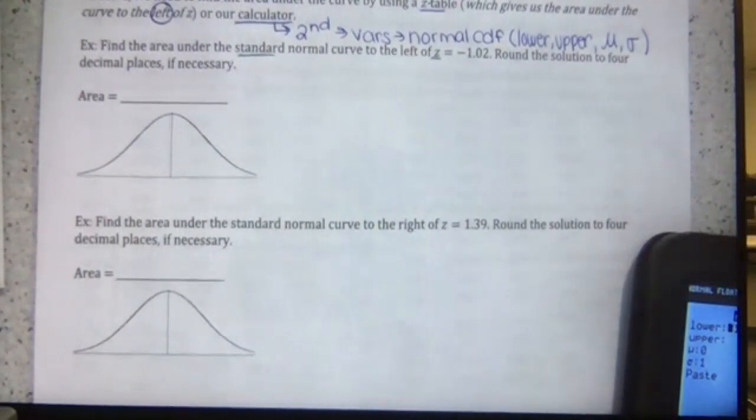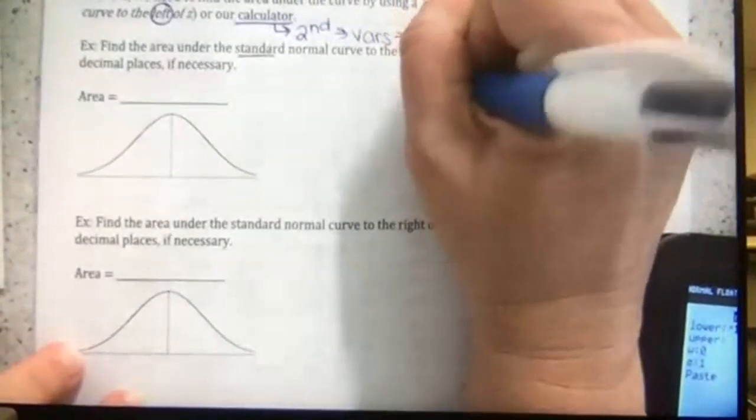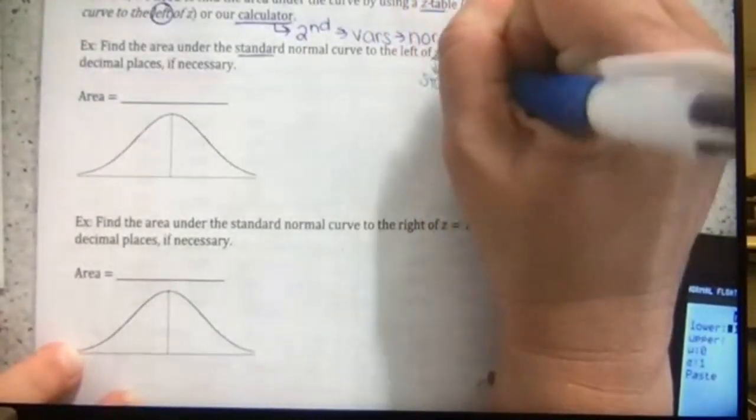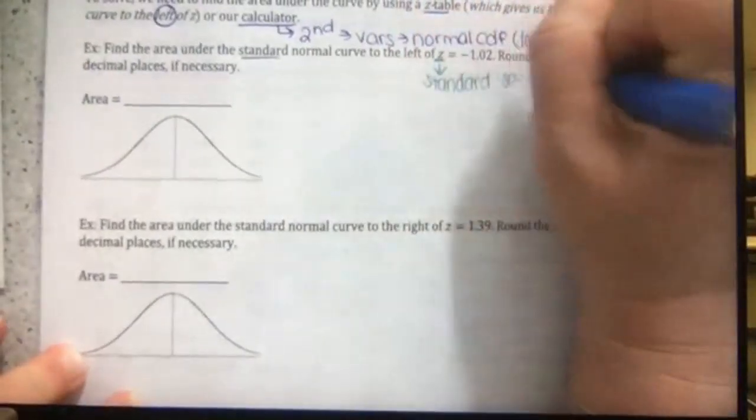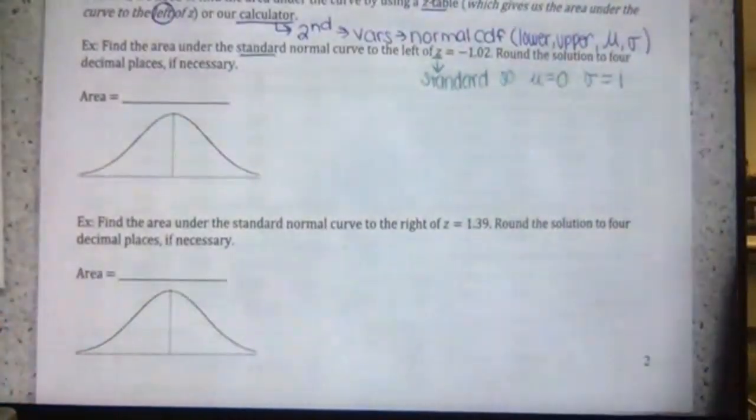All right, whenever we use Z, we know it's standard, and the problem told us. So that tells us automatically that our mean is going to be 0 and our standard deviation is going to be 1. So it kind of tells us that without actually writing it out.